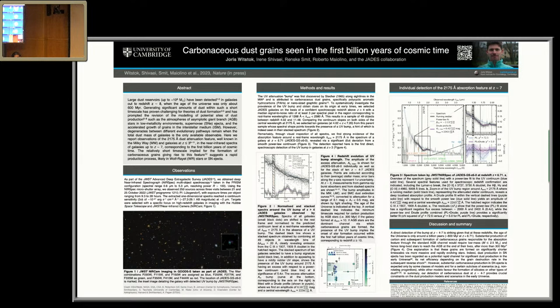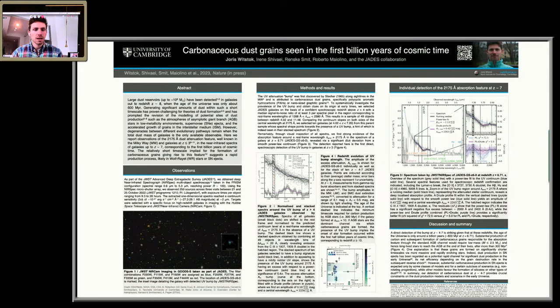And this is to briefly present our discovery of carbonaceous dust grains in the very early universe, which is going to appear in Nature over the next couple of days. So as part of the JADES survey, which we've already heard a little bit about, we've taken some very, very deep near-infrared spectroscopy, particularly in the PRISM low resolution mode.